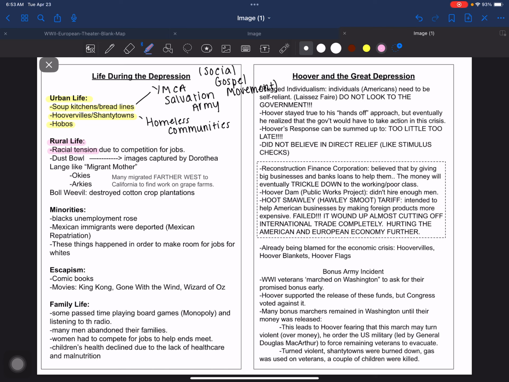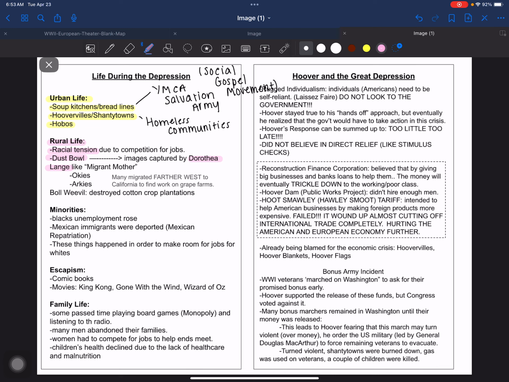Out in the Midwest, in the Great Plains region, we're going to have the Dust Bowl. And here's a very, very important name. Then we're going to see a woman by the name of Dorothea Lange. She is specifically mentioned in your standard. You need to know her. Dorothea Lange is going to go out and take pictures of this disaster known as the Dust Bowl.